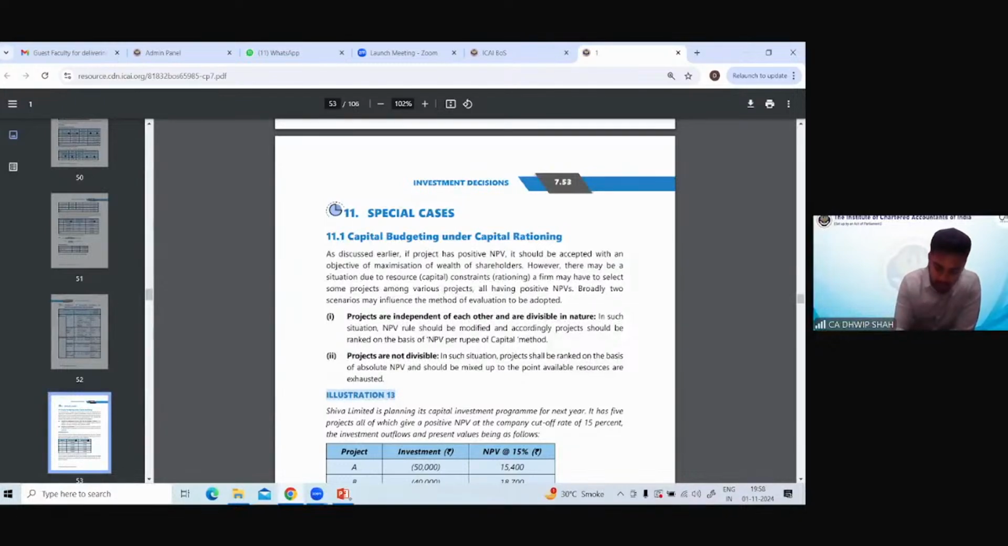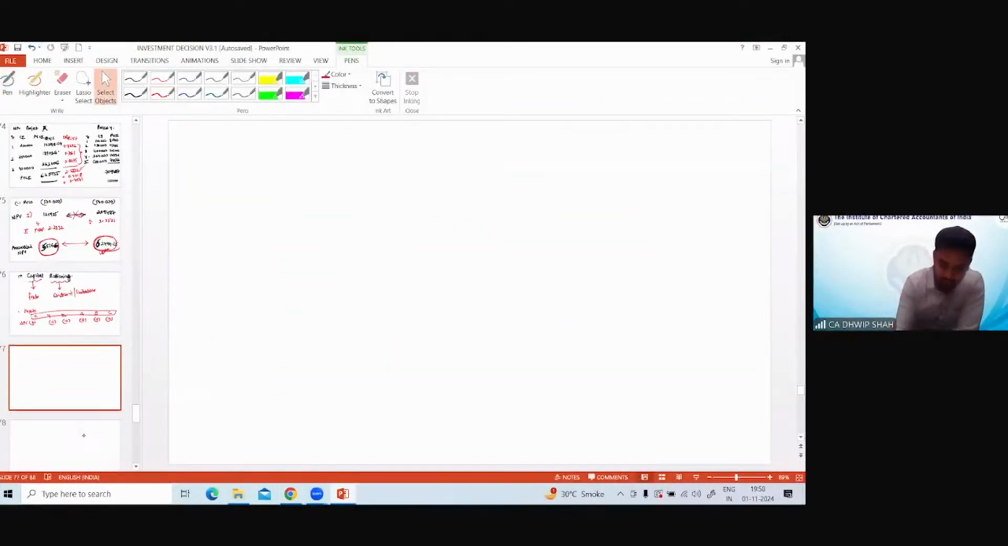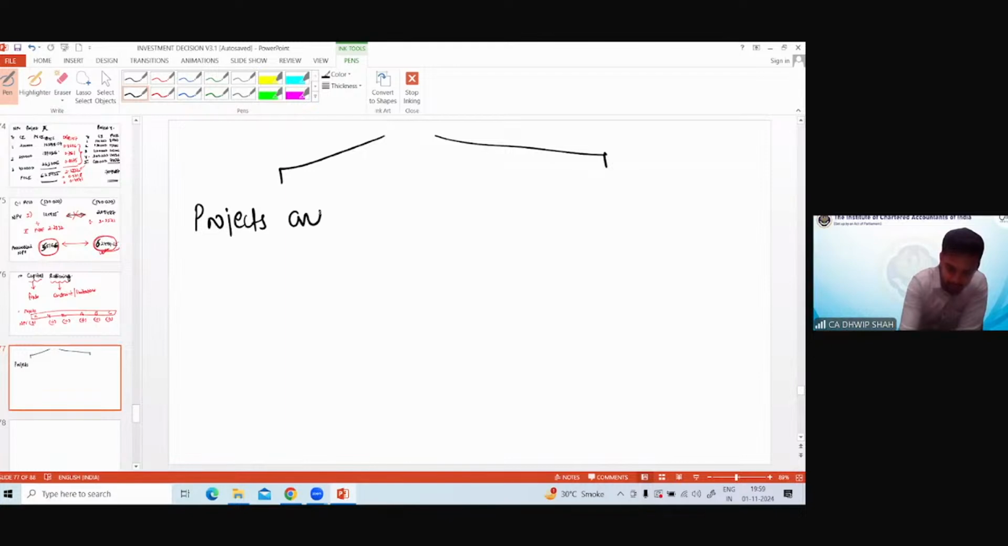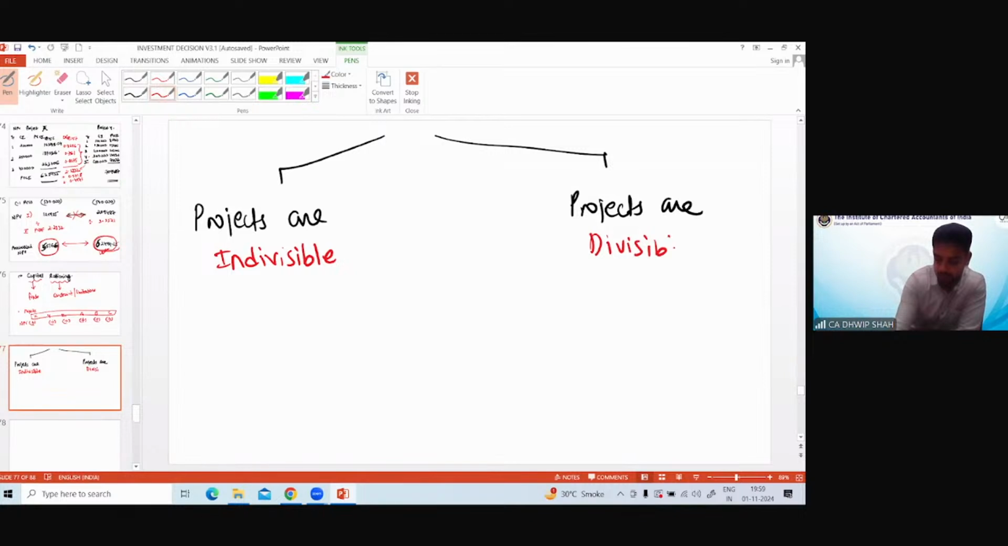So as per the capital rationing technique, first of all, they have broadly categorized the projects into two categories. One, where the projects are indivisible, and two, where the projects are divisible. What do you mean by the terms indivisible and divisible?